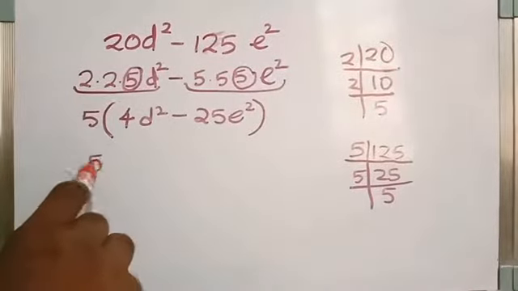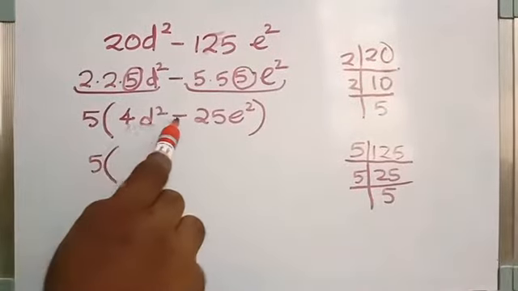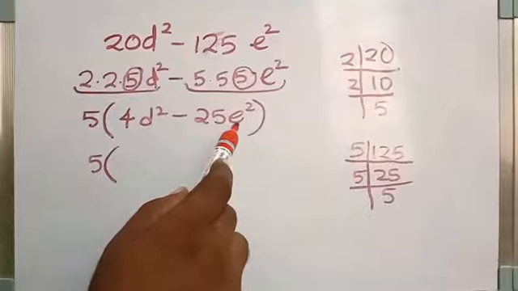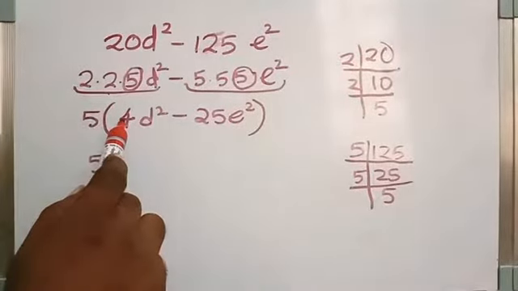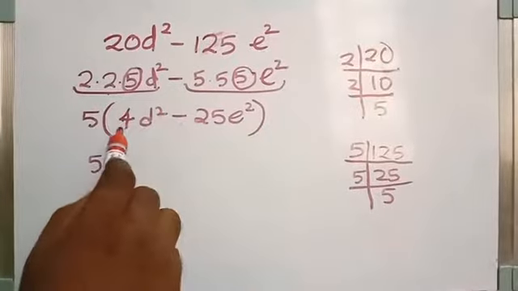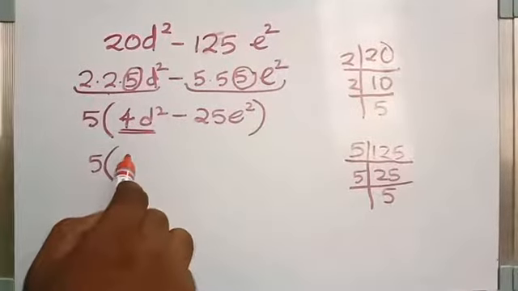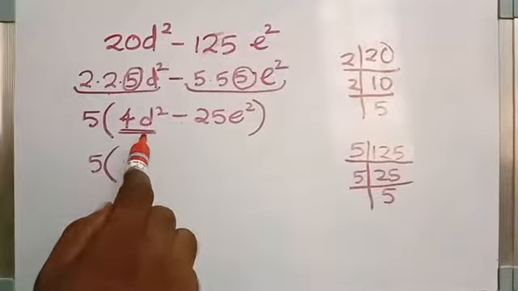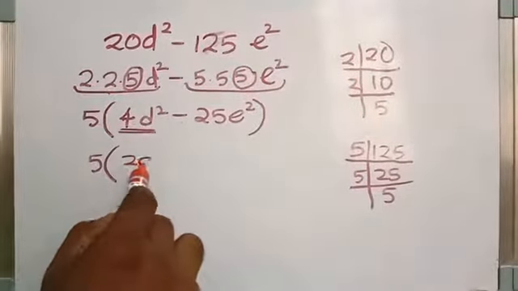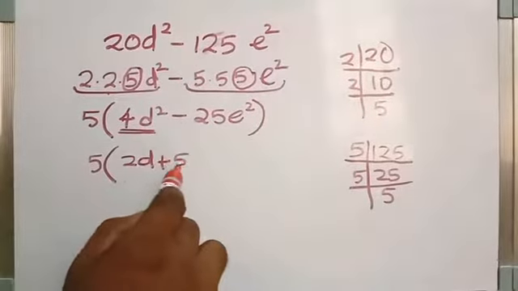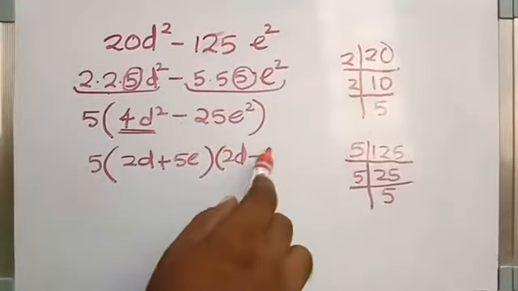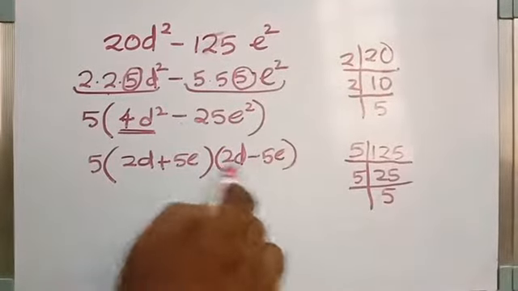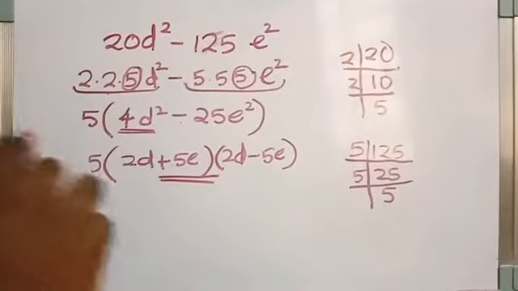That is 5 into, it's in the form of a difference of two squares, because 4 is 2 squared. When you write it in the form of a plus b into a minus b, it will be 2d plus 5e into 2d minus 5e as a result.